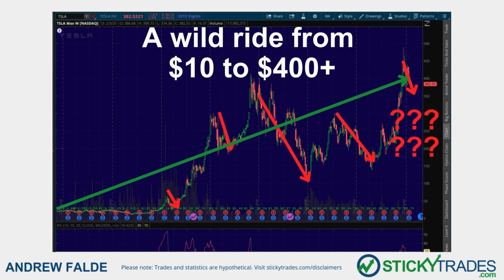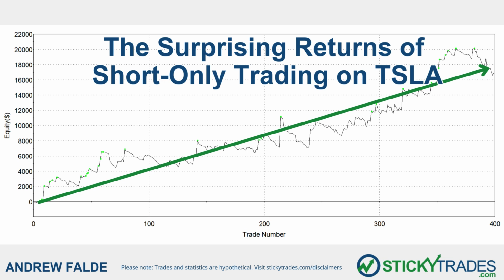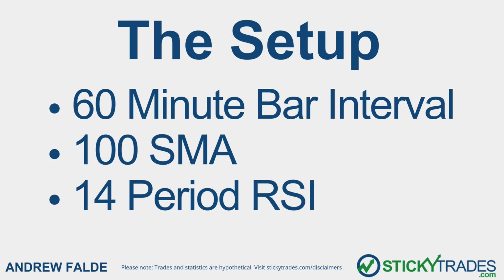So the wild ride I mentioned from 10 to 400, you see these massive pullbacks, which create tremendous opportunity on the downside for short trades and bearish trades with options. And I'm going to share with you right now the surprising returns of this short only trading strategy on Tesla, which runs all the way through that time period I just showed you. You can see the returns are quite smooth, quite consistent with only shorting the stock during that period. So we'll hop right into it so you know exactly how this works.